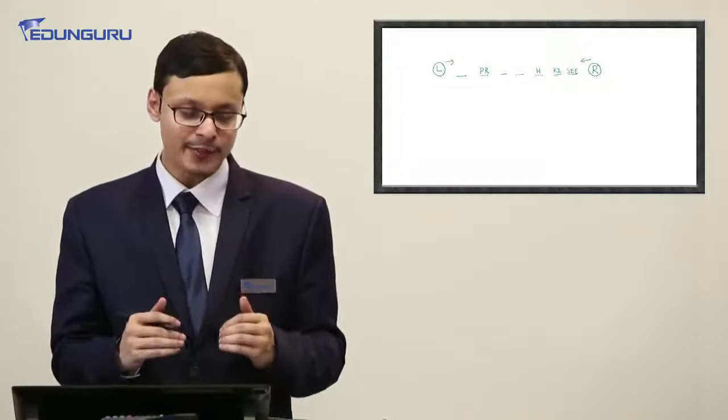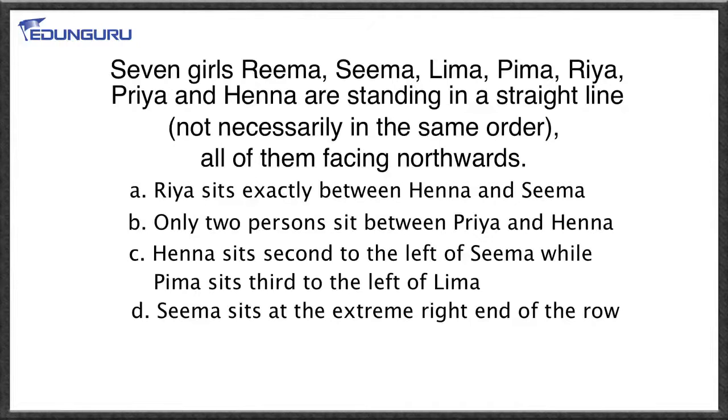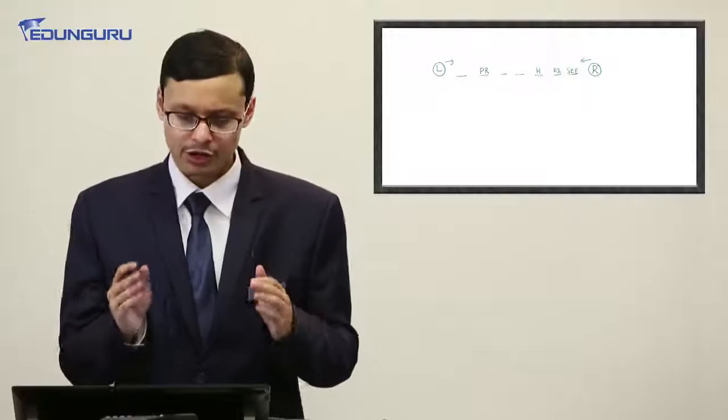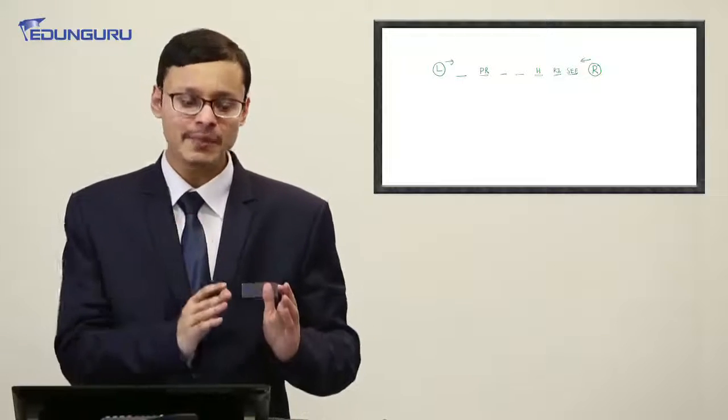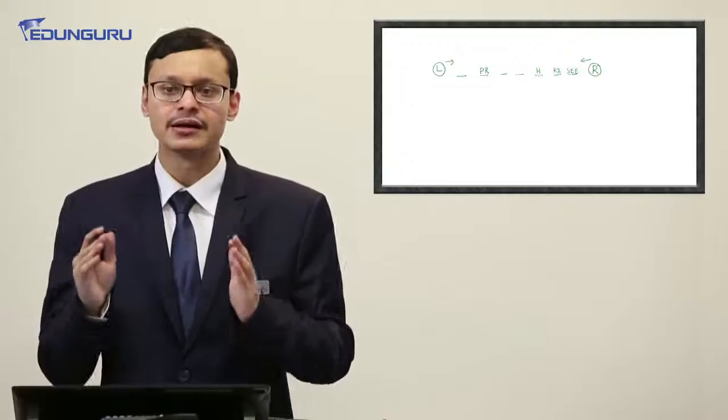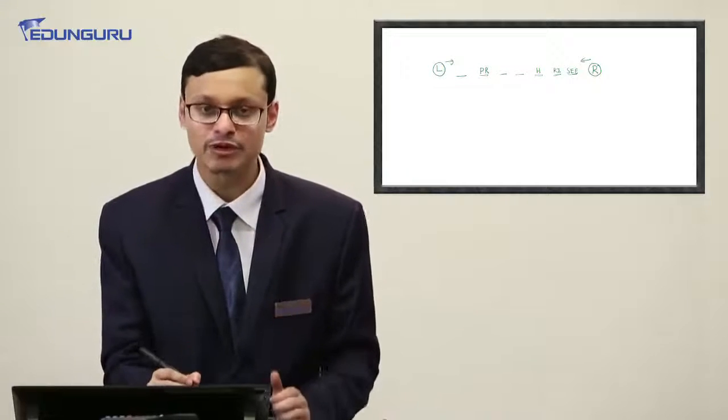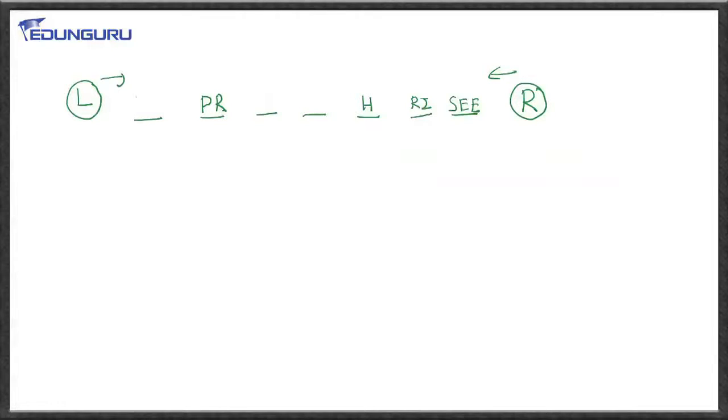Now the only clue remaining is the part of clue C which says Pima sits third to the left of Lima. Now the positions left are 1, 3 and 4. If Pima sits third to the left of Lima, it means Pima must be in position 1, because as you can see, 3 and 4 are immediate left, they are not third to the left.